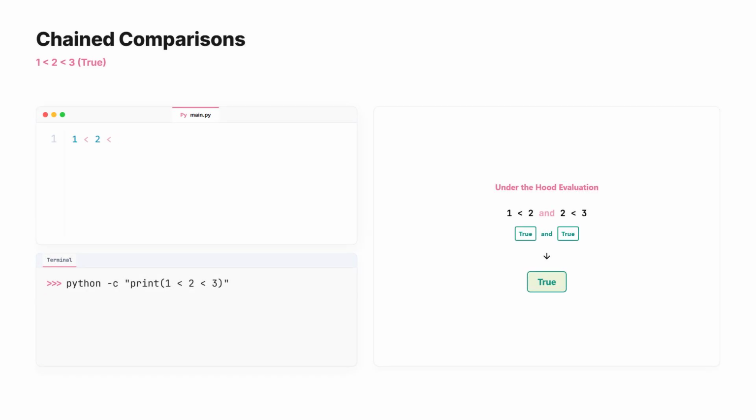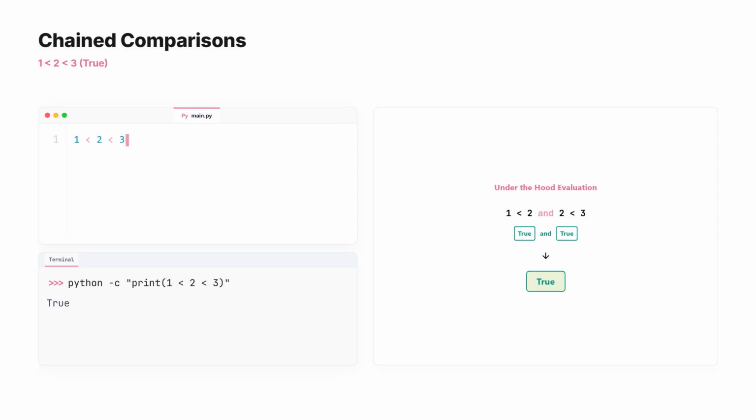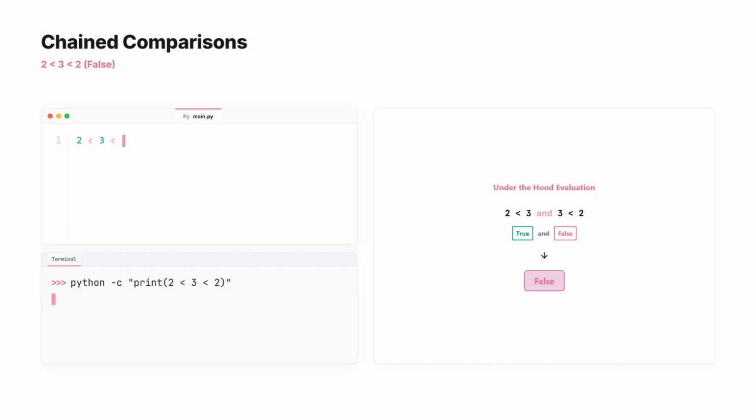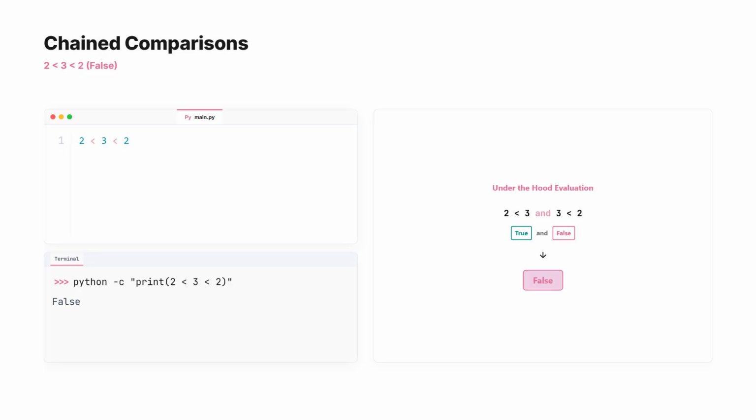Python also supports chained comparisons. Instead of writing 1 is less than 2 and 2 is less than 3, we can simply write 1 is less than 2 is less than 3. Python evaluates this as expected. If every comparison succeeds, the entire expression becomes true. If any comparison fails, the result becomes false. This feature makes comparison expressions shorter, cleaner, and more readable.